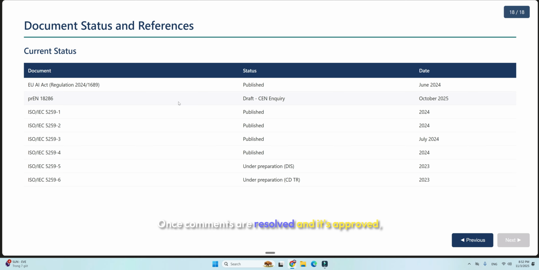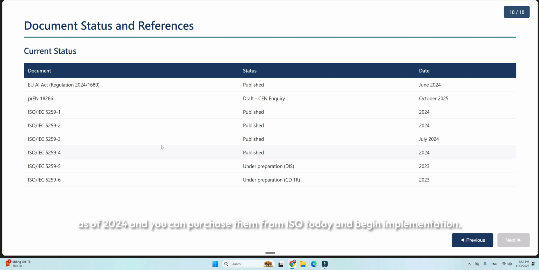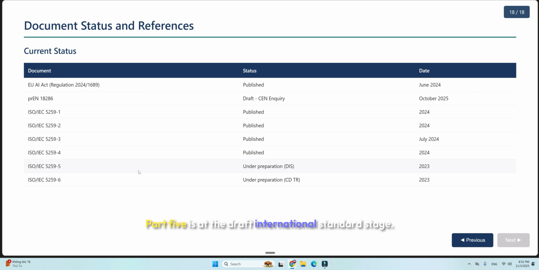Once comments are resolved and it's approved, it will be published as EN 18286. Then it gets cited in the Official Journal and presumption of conformity becomes available. The ISO 5259 series Parts 1 through 4 are all published as of 2024, and you can purchase them from ISO today and begin implementation. Parts 5 and 6 are under preparation. Part 5 is at the draft international standard stage as of 2023, and Part 6 is at the committee draft technical report stage, also from 2023. So these will take longer, but the core framework is already available.